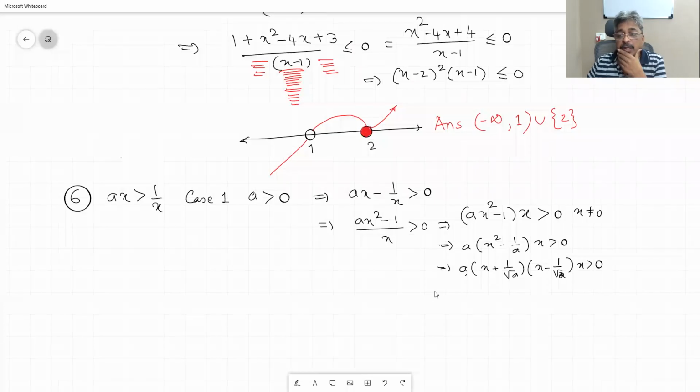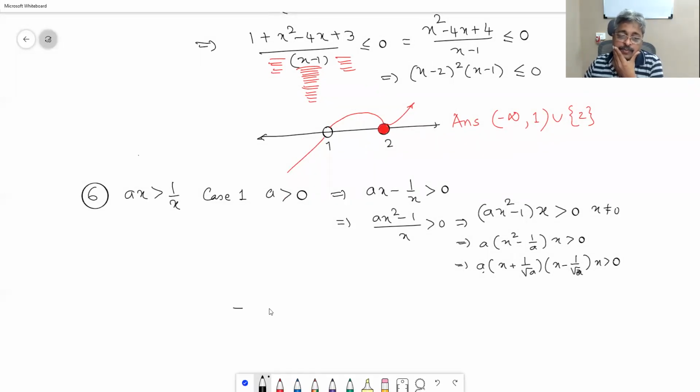Okay, so a is positive, so I can have this radical sign, and therefore my critical points are x equal to 0, hollow circle, it's not allowed. Then minus 1 upon root a, and plus 1 upon root a. This is my wavy curve. Let me write this a little differently so that I can visualize it better.